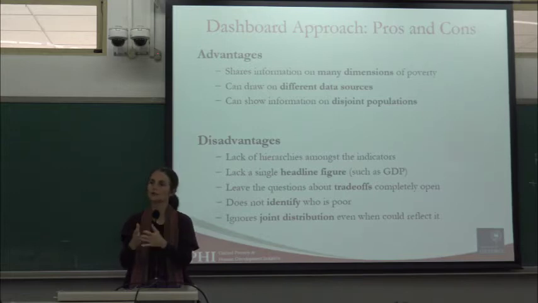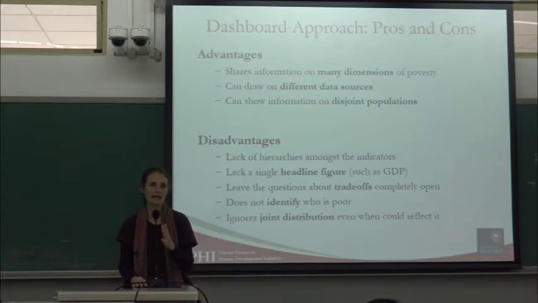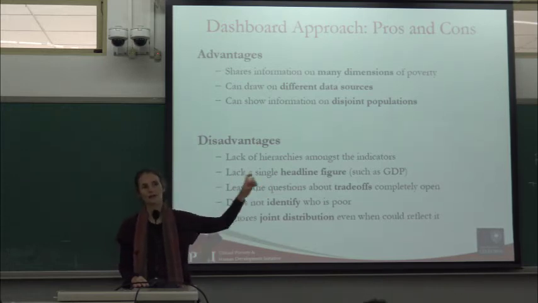But dashboards don't cover that. They simply look at things one at a time. The word I'm going to use for the overlap is joint distribution of deprivations, and it has to do with the row vector of each person.